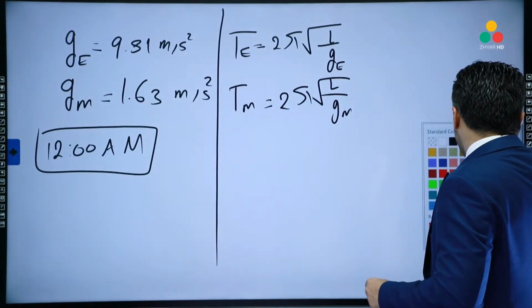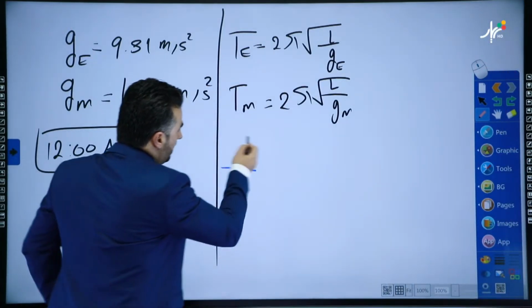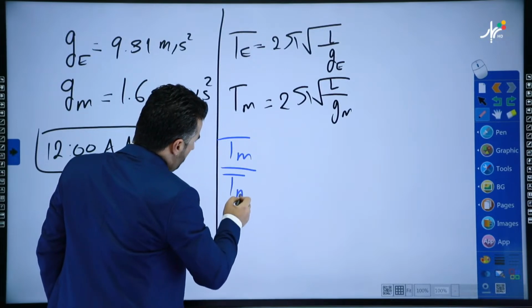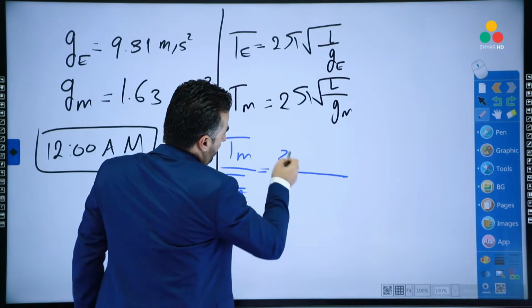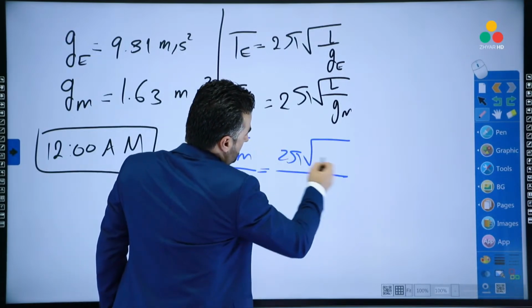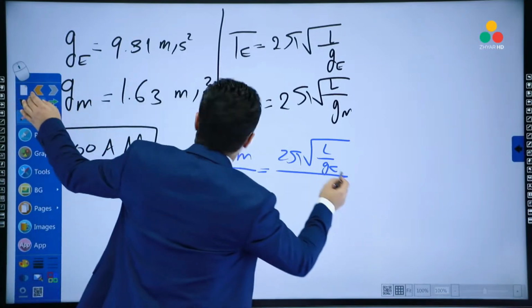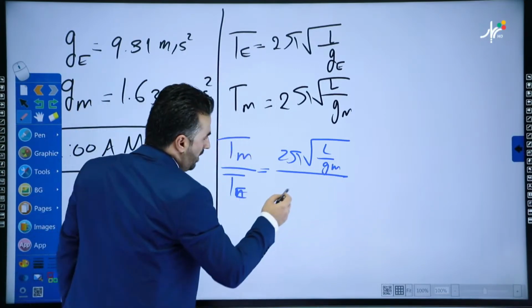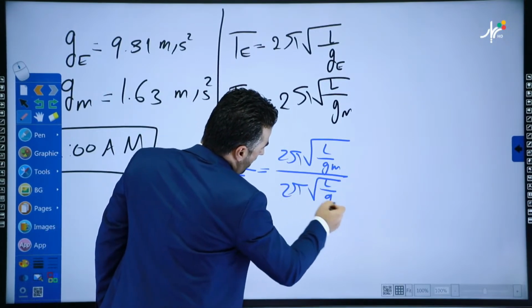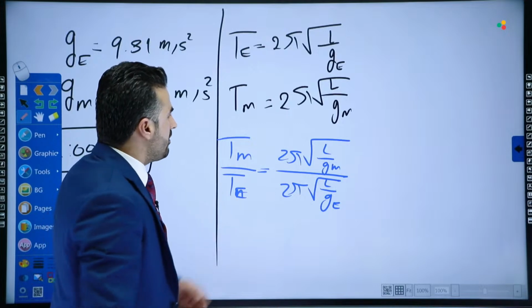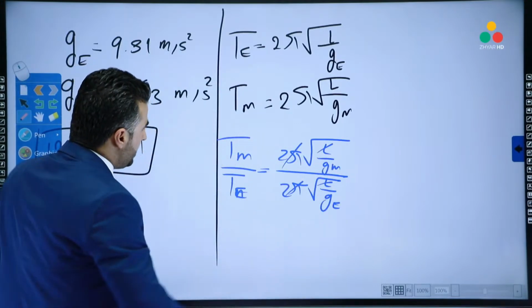So let's change the color here. In order to find this, we'll divide the period on the moon by the period on Earth. In this case, what will we get? We will get 2 pi times the square root of L over gravitational acceleration of the moon, divided by 2 pi times the square root of the length of the pendulum divided by gravitational acceleration of the Earth. You do know that the 2 pi will cancel out, and the length will cancel out as well. What will be left is this.